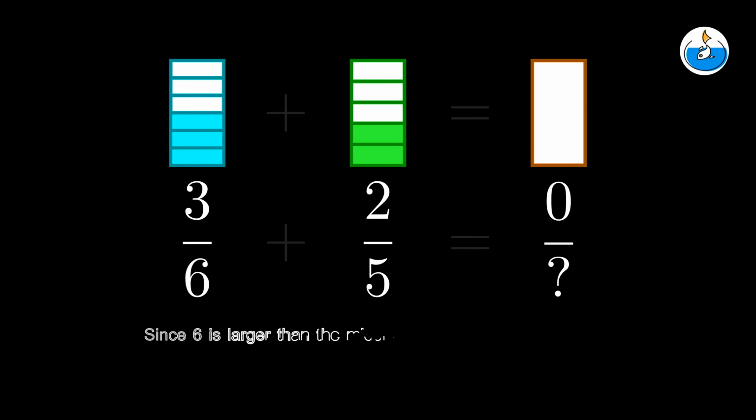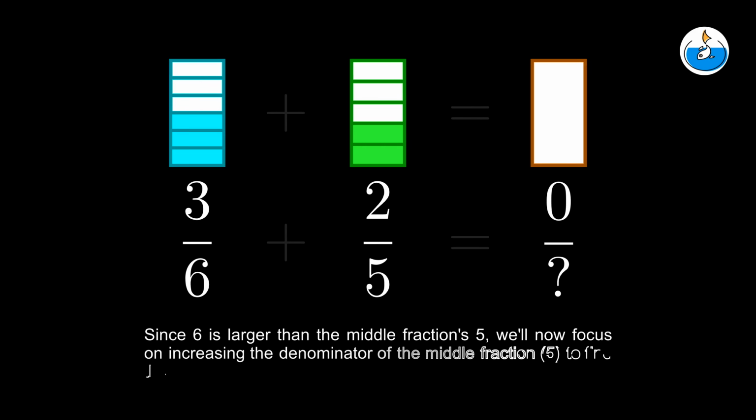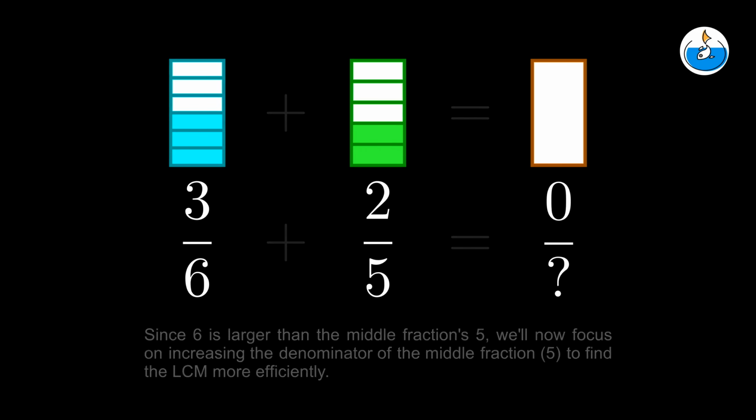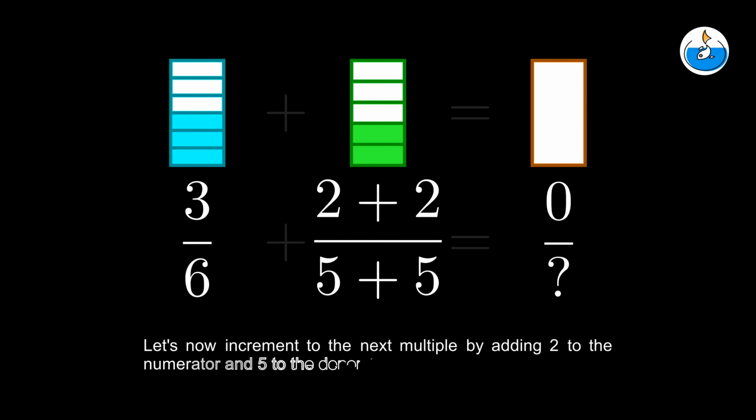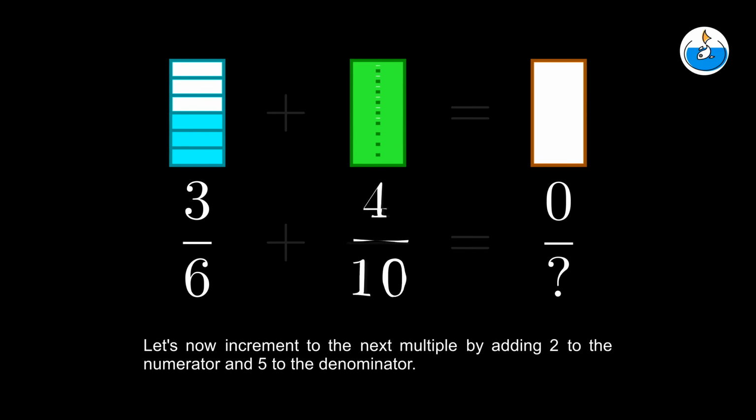Since 6 is larger than the middle fraction's 5, we'll now focus on increasing the denominator of the middle fraction 5, to find the LCM more efficiently. Let's now increment to the next multiple by adding 2 to the numerator and 5 to the denominator.